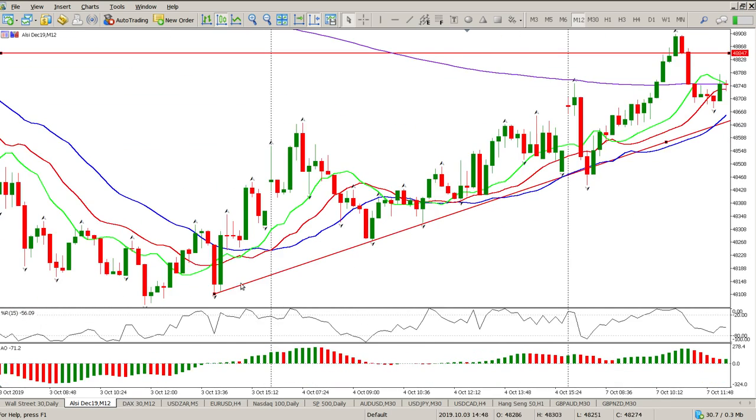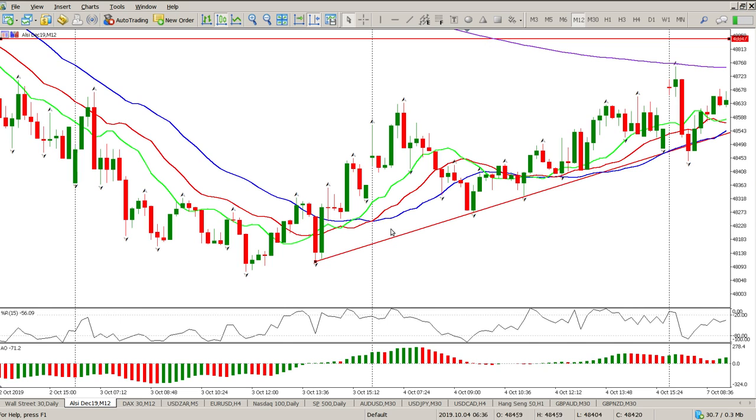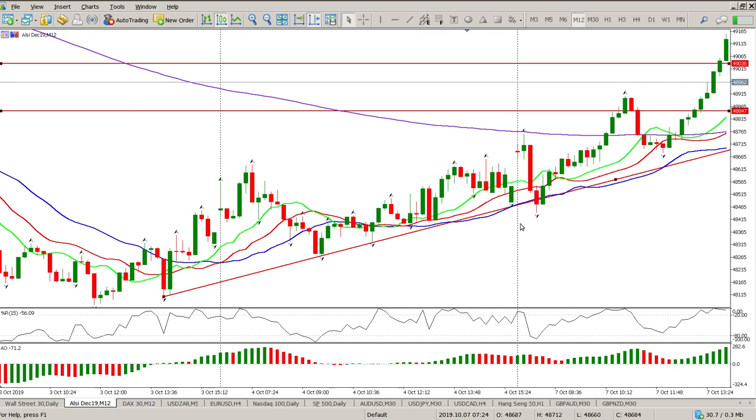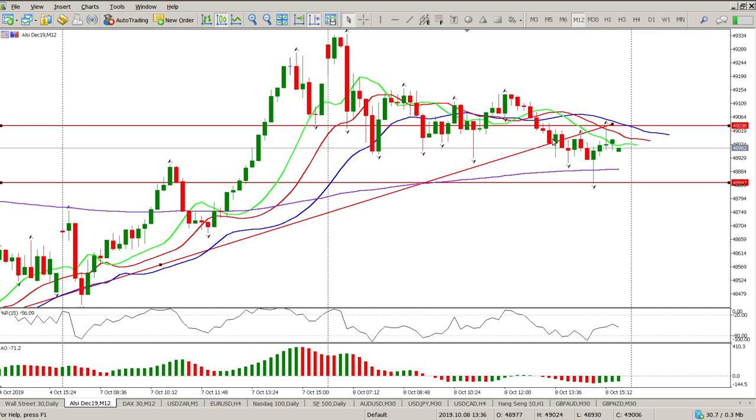Okay, so that was a fairly strong trend line. 1, 2, 3, call that 4, 5. Tested it, broke through it, and we've retested there.